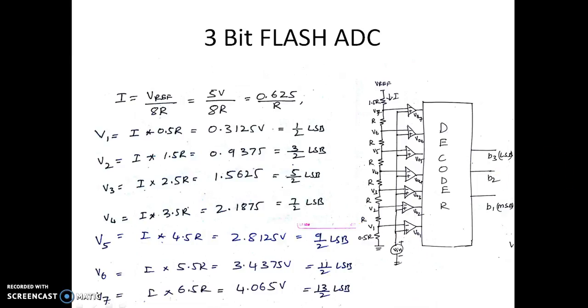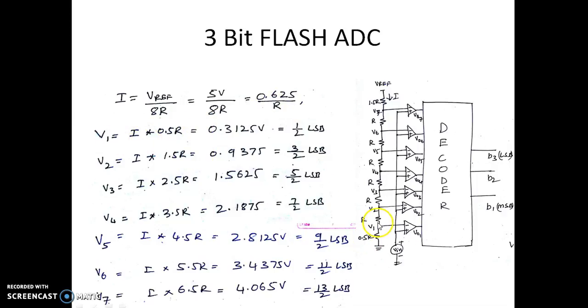Now we can find out the voltages at different nodes, that is V1, V2, V3. For that, let us find out the current flowing through this resistive network. Current is given by V reference divided by 8R, because if we sum up all the resistors from 0.5 R to this R, it comes out to be 8R. There are 8 resistors. The extreme ones are 0.5 R and 1.5 R, which happen to be 2R, and we have another 6 resistors in between those two. So the current happens to be 0.625 divided by R amperes.